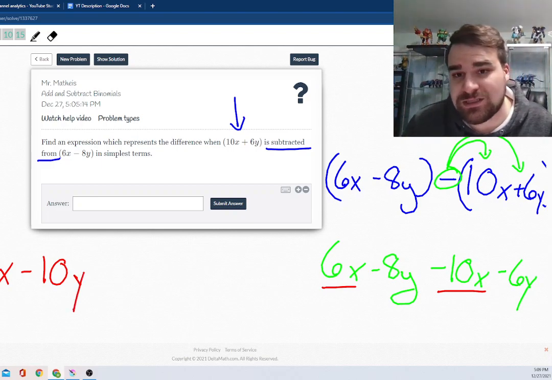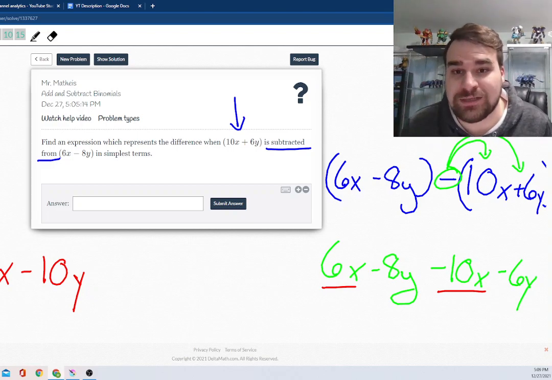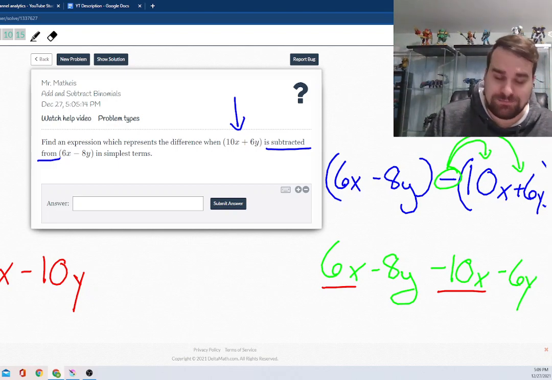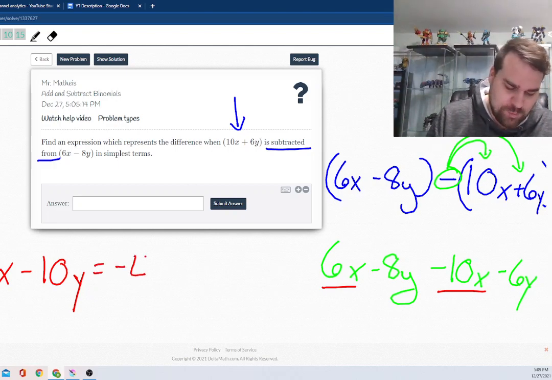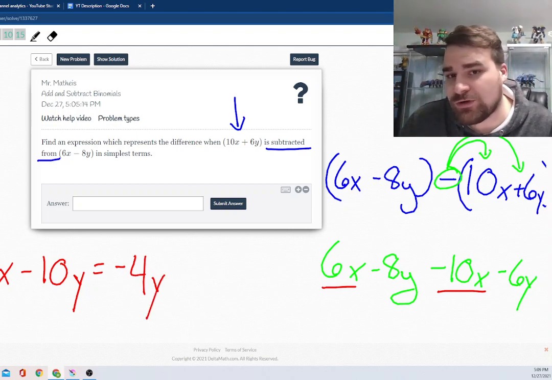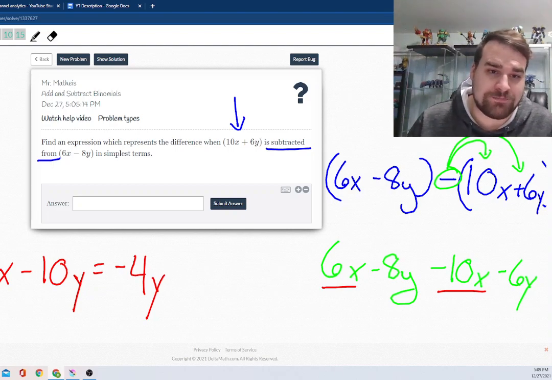And the specific reason that I am subtracting these is because the 10 is negative. So that's where the minus sign is coming from there. 6 minus 10 is negative 4. And then when adding and subtracting variable terms, the variable doesn't change, right? So there's one part of our answer.